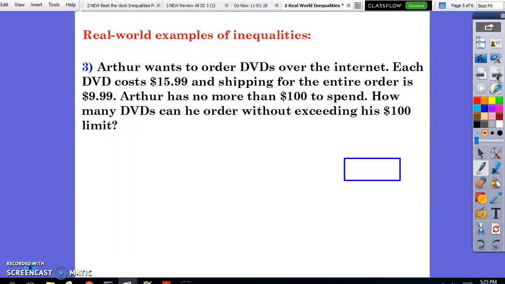Each DVD costs $15.99 and shipping for the entire order is $9.99. Arthur has no more than $100 to spend. How many DVDs can he order without exceeding his $100 limit? So how many DVDs can he order? So how much is a DVD? A DVD is $15.99. So we're going to write $15.99 is going to be the value that goes with our variable x.